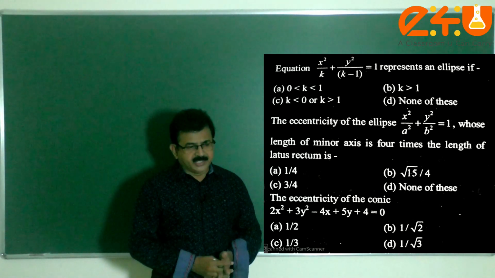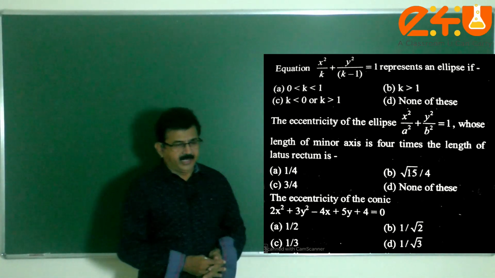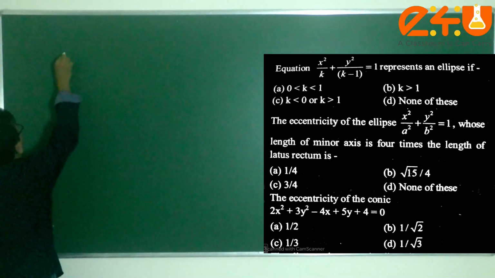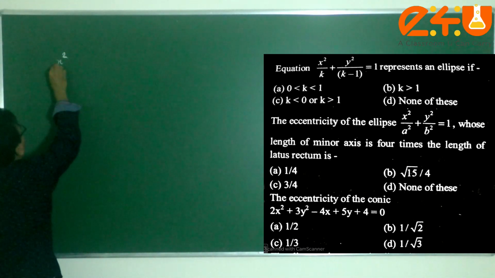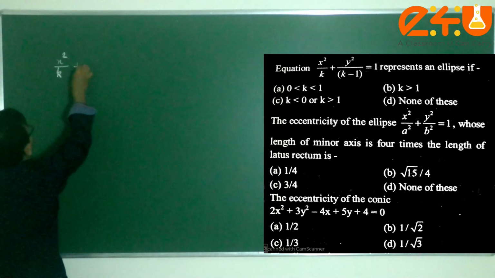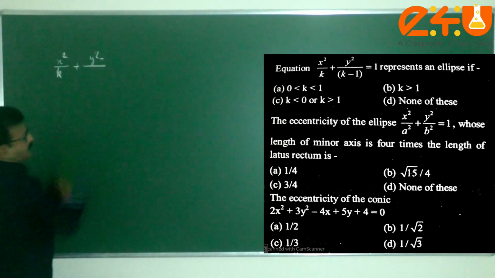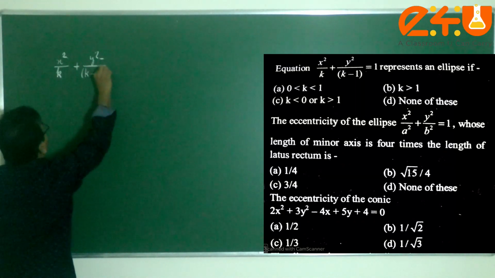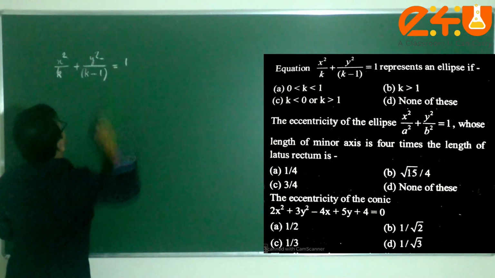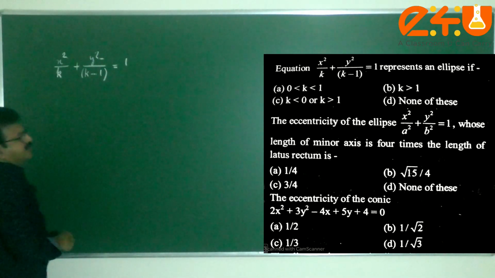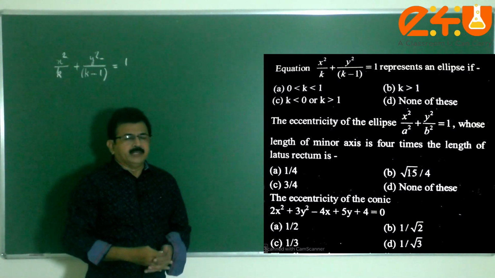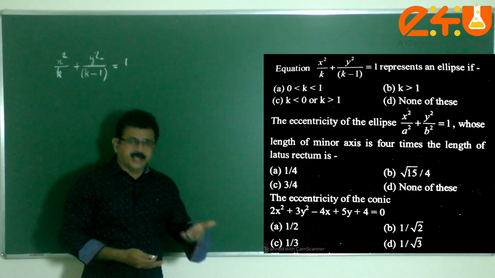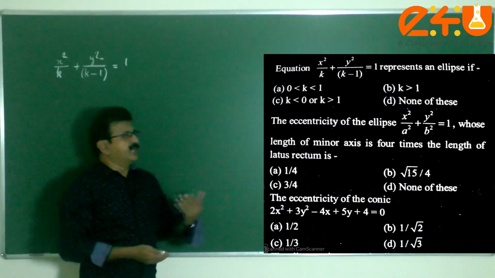The equation of ellipse given is x square by k plus y square by k minus 1 is equal to 1. So this is the equation of ellipse given. This will represent an ellipse if what is the value of k? So that is what is the question.